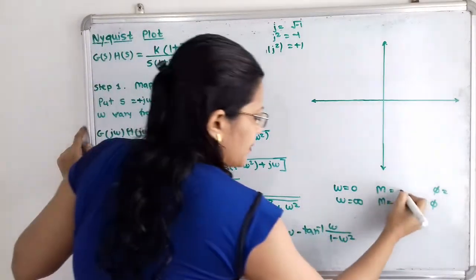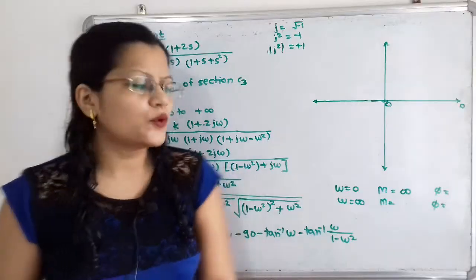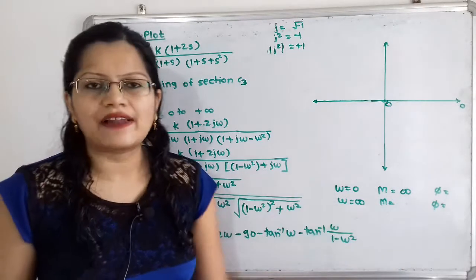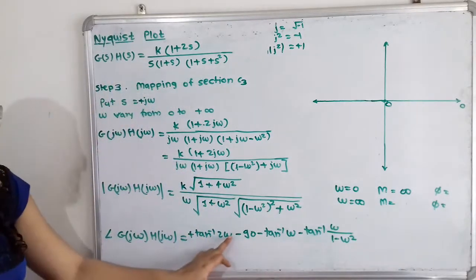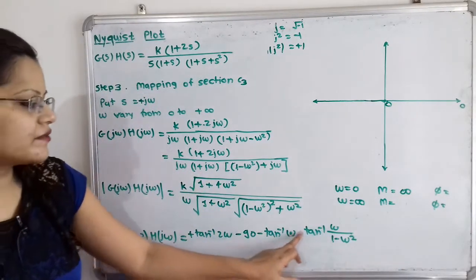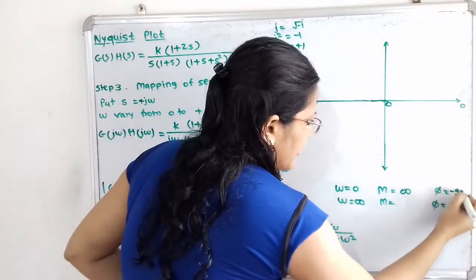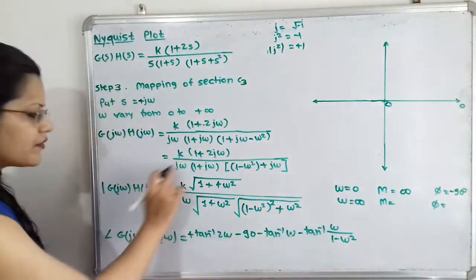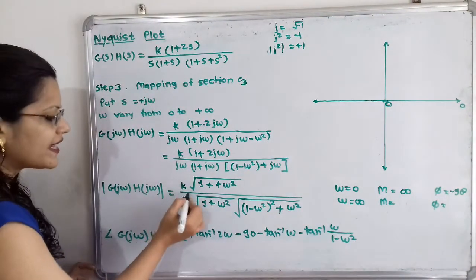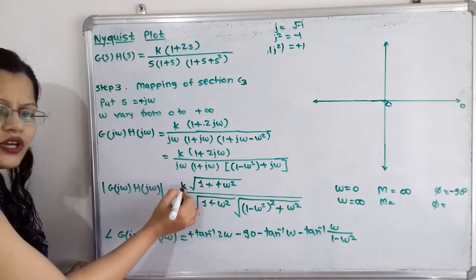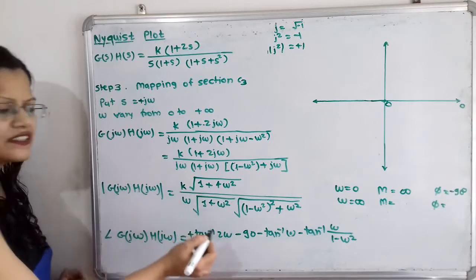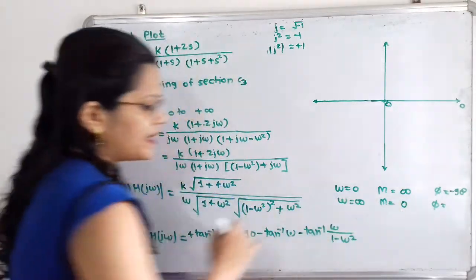So I will write here the magnitude is infinity. Now we put omega equal to 0 to calculate the phase angle phi. Tan inverse of 0 is 0, tan inverse of 0 is 0, so the remaining angle is minus 90 degrees. Now when we put omega equal to infinity, we have a constant divided by infinity, which is nothing but 0. So I will write the magnitude as 0.